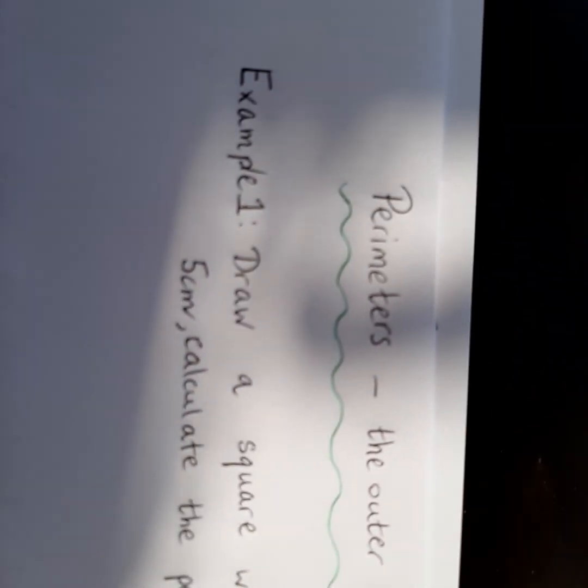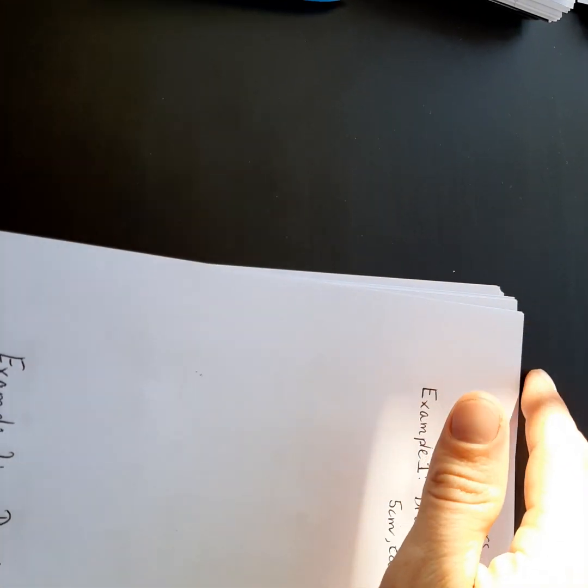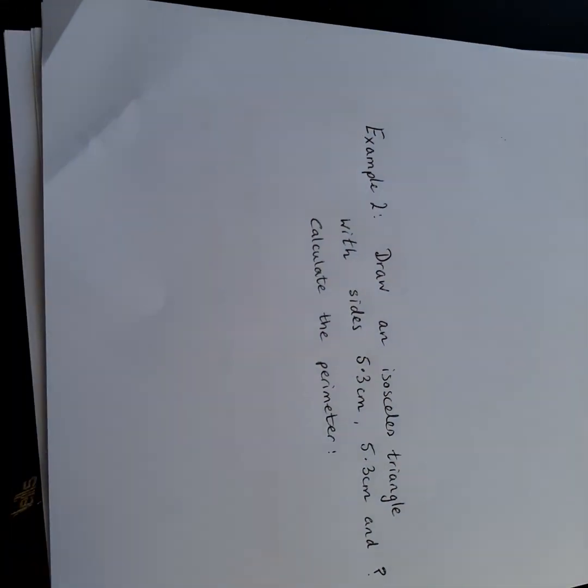Okay, so in this video we're going to get measuring and we're going to get drawing. The first task is all based around perimeters, very much connected to length. And the perimeter of something is the outer edge of it. So the perimeter here of this sheet of paper is this outer edge here.